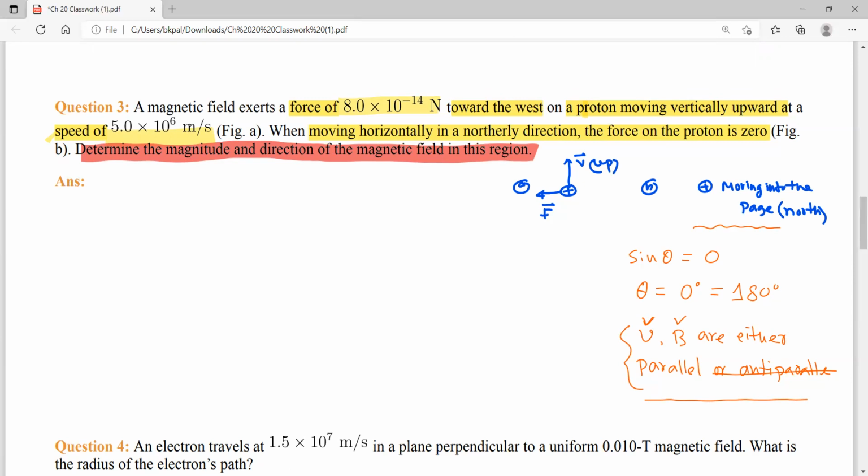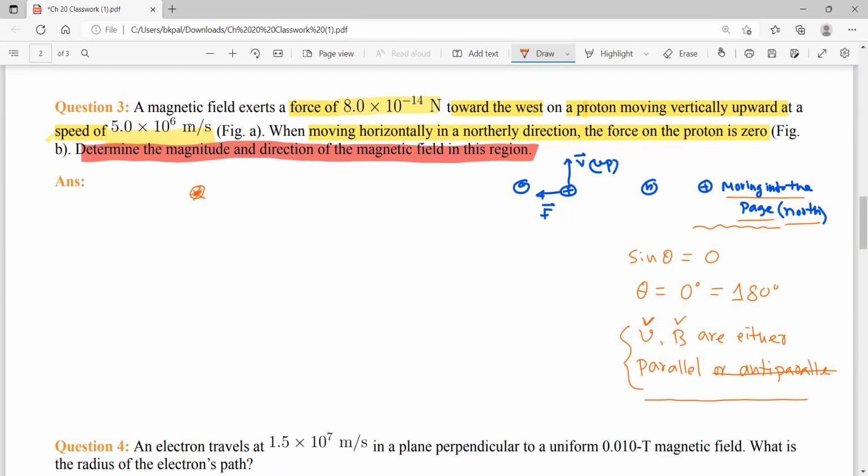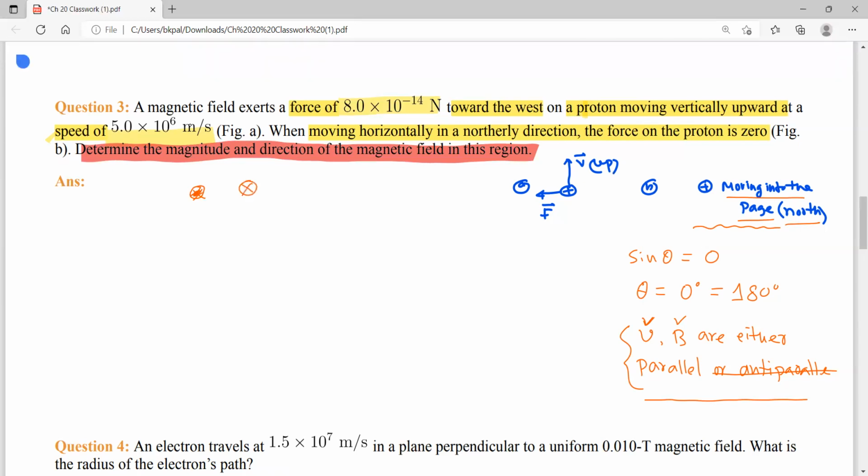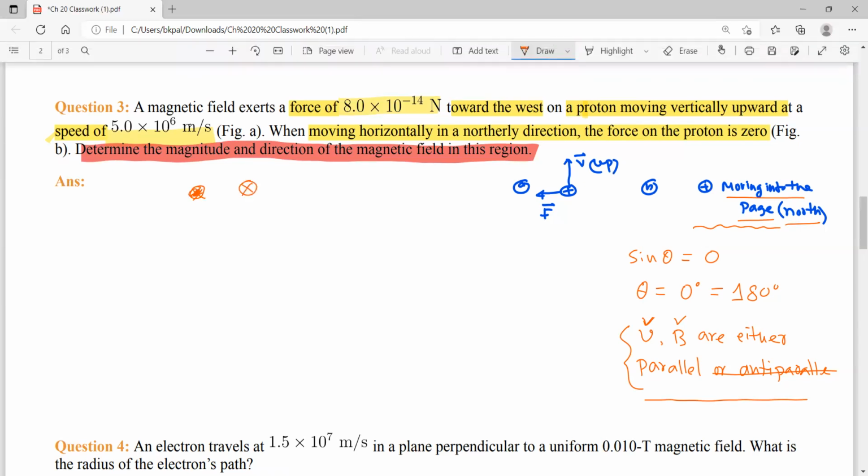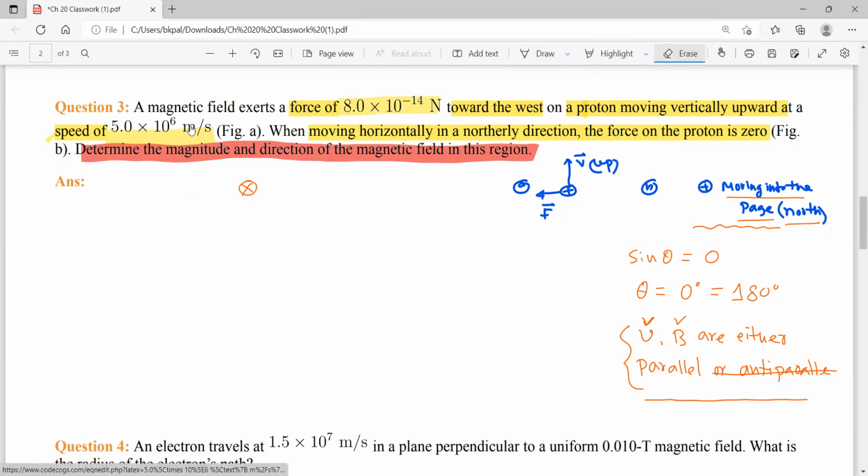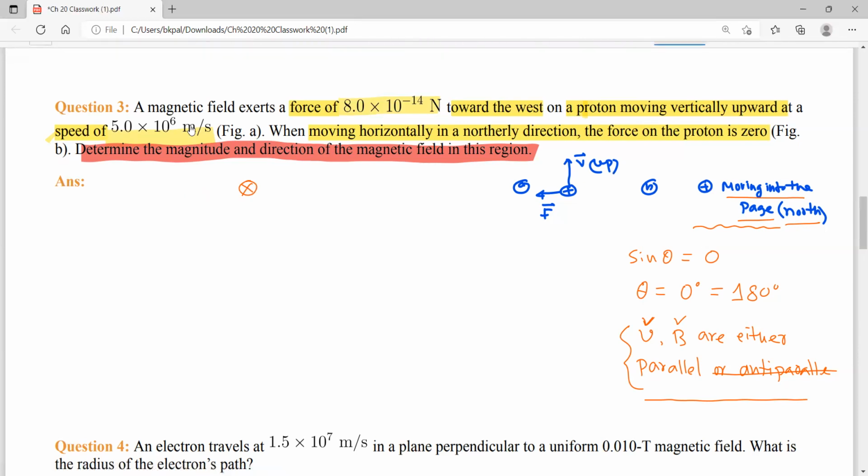Okay, so here it says that moving into the page north. So that means the magnetic field's direction is into the page. Into the page means cross. So we already determined the direction of the magnetic field, that should be into the page. So that is the direction of the magnetic field.